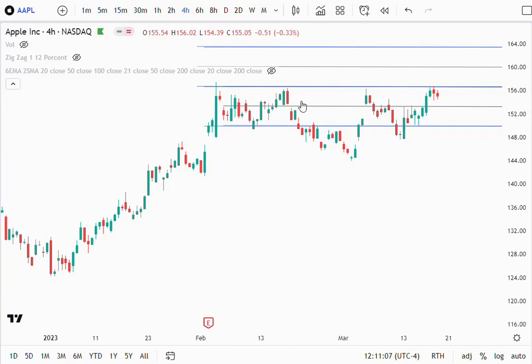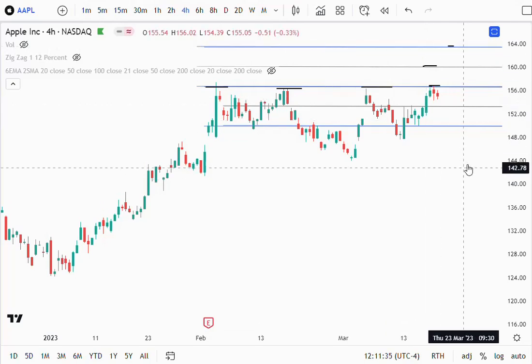This is around 157. You can see rejection here, there was rejection here. So this is basically where it found some selling. So this would be an important level. This is 157. If it's able to close above this 157, the next target would be here around 160, and beyond there, which would be around 163.50.